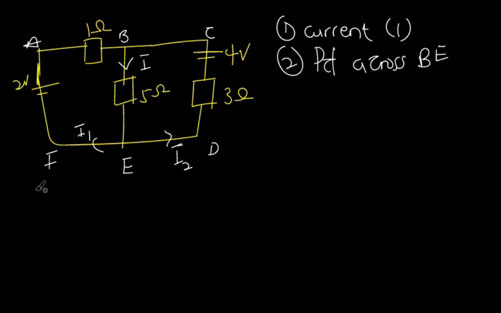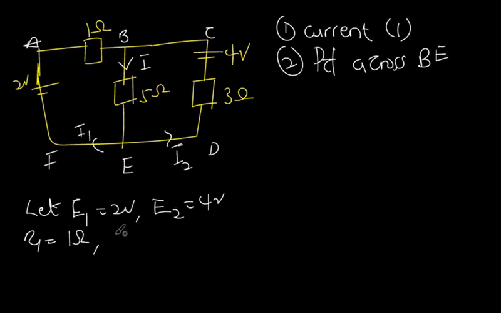So before we go on ahead, okay, let's define some terms. So let E1 be equal to what? The 2 volts. Okay, so we are saying EMF 1 should mean the EMF that we are having over here. Okay, so E2 should be equal to what? 4 volts. Then let's say R1 should be equal to the resistor 1 over here, which is the 1 ohm resistor. Then we are saying what? R2 should be the 5 ohm resistor we have over here, 5 ohms. Then R3 should be what? The 3 ohm resistor that we have over here.